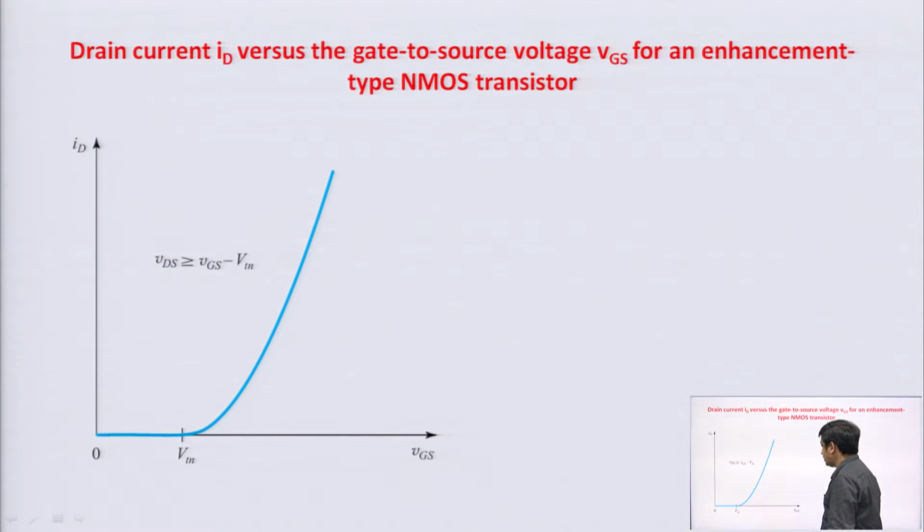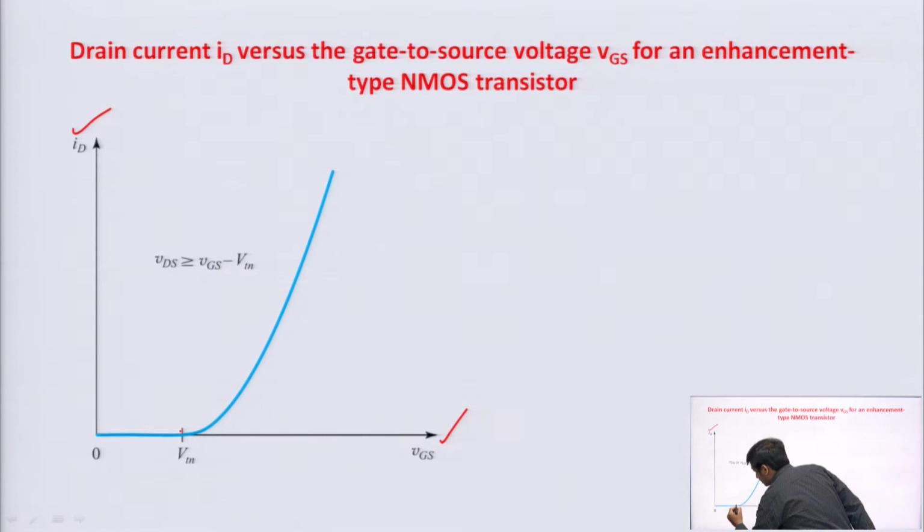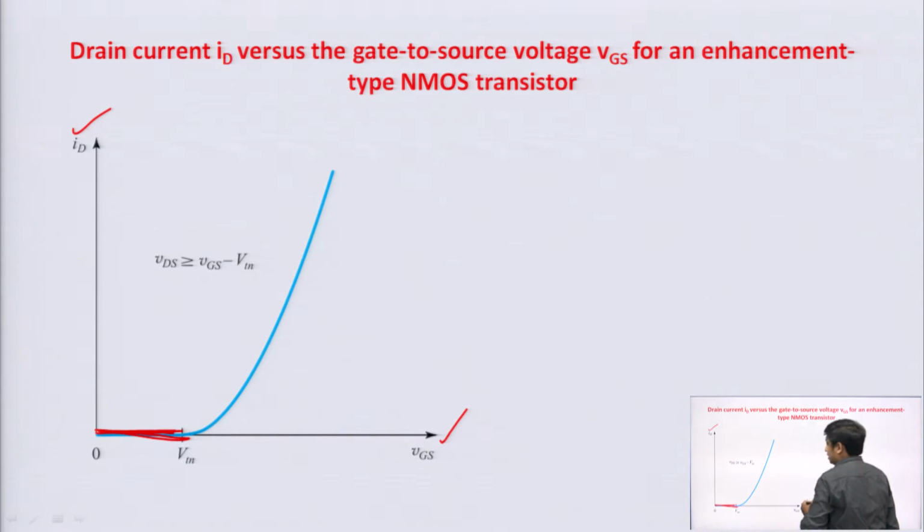This is the ID versus VGS characteristics. On the x axis there is the gate to source voltage, on the y axis there is the drain current. Now, you can see that if your gate to source voltage is less than threshold voltage, then your current is 0, and when your gate to source voltage crosses the threshold voltage, then the current starts increasing.